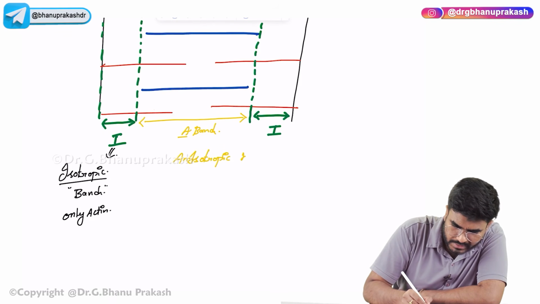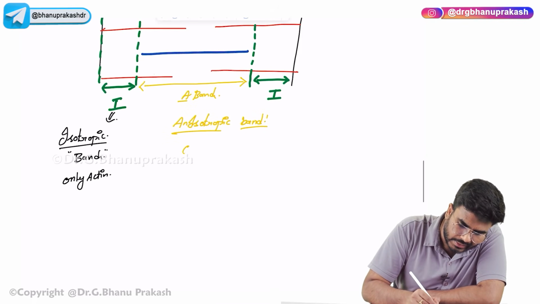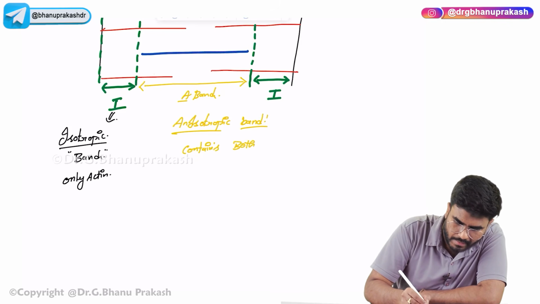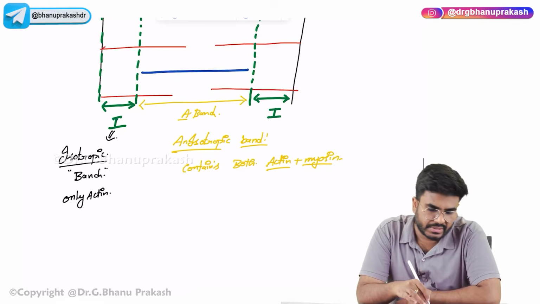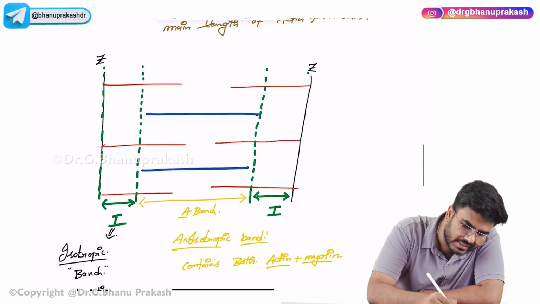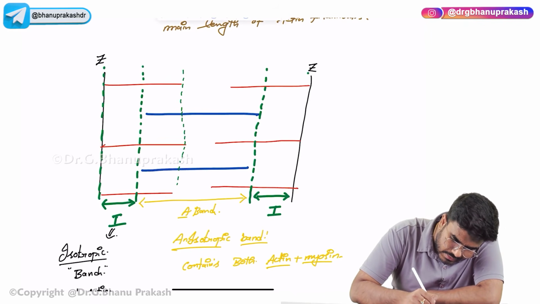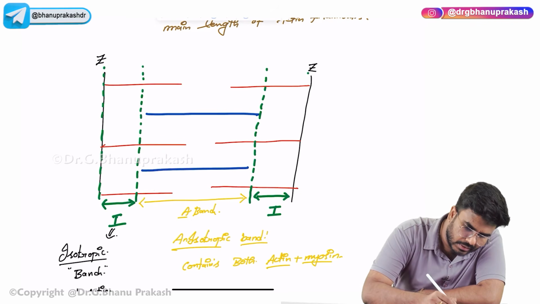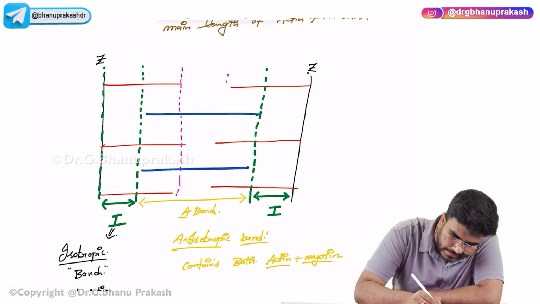Anisotropic band. Okay. See, the anisotropic band contains both actin plus myosin. Now, look carefully, within this A band there is one region which I am highlighting with the pink color. Let me highlight it with the pink color. So there is this region, the center.